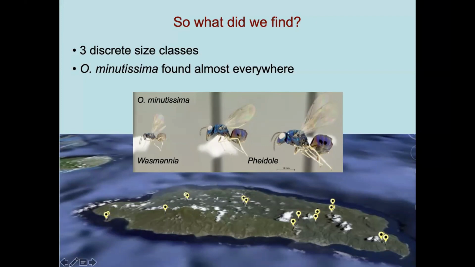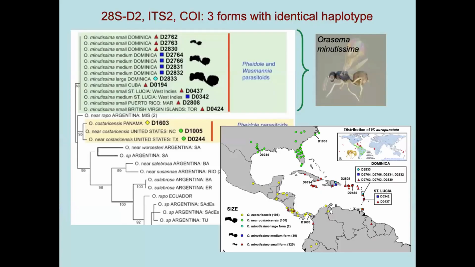So we find Orosema minutissima basically all over the island, which is sort of similar to what we're starting to find in Hilo. We don't have any elevation similar where we can look at elevational gradients, but generally across the island, they're pretty much everywhere. These small ones are always associated with Wasmannia. The 2 larger sizes, we've been able to document, are actually associated with Pheidole on the islands, and we've actually got rearing records of that.